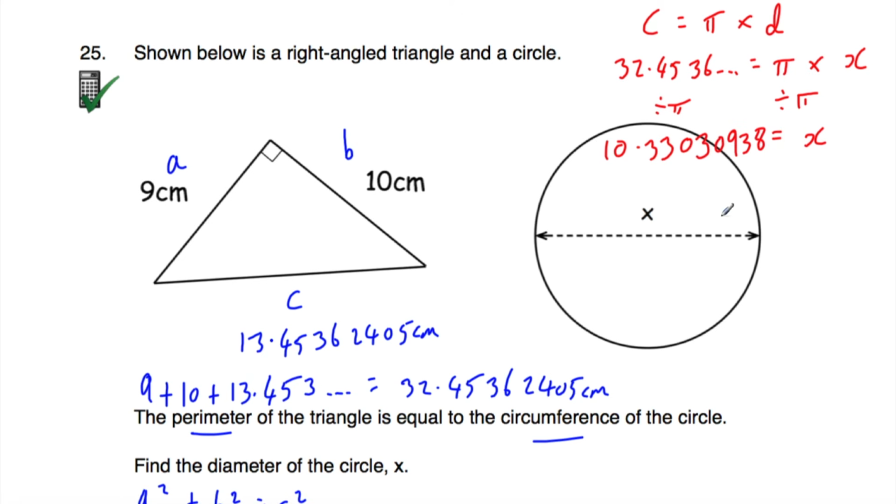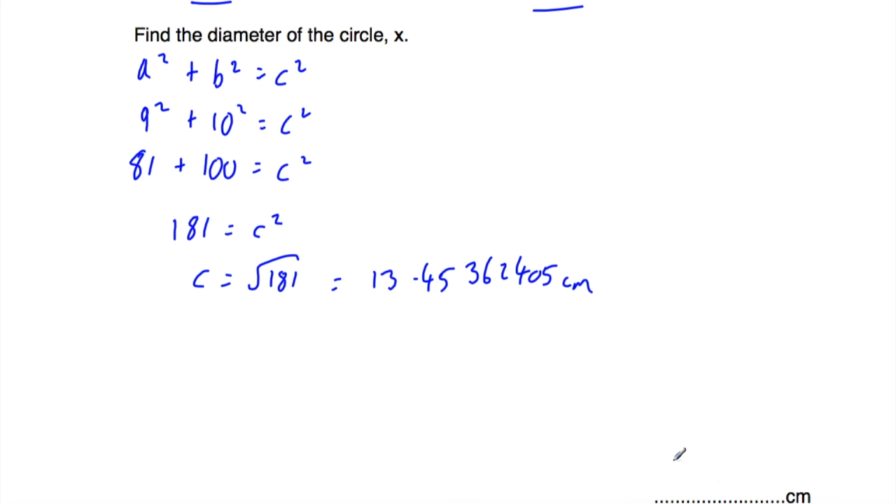10.33030938. So that means the diameter of the circle is equal to 10.33030938 centimetres. Let's just round that to 2 decimal places. That'll be 10.33 centimetres to 2 decimal places, and that's it. So let's write that down, 10.33, and that's it.